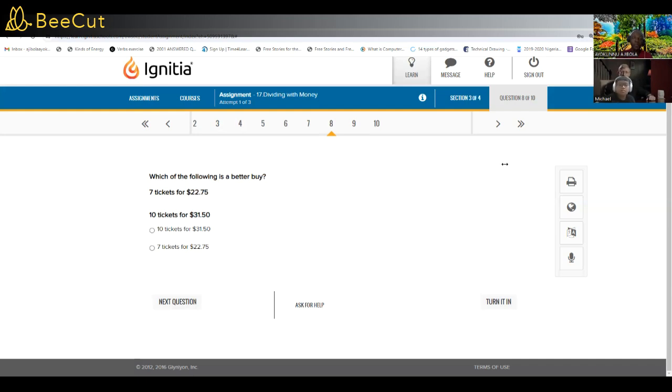Second option, you are supposed to divide 22.75 by 7, and that will give you 3.25, okay? Then you are supposed to divide 31.5 by 10, and that will give you 3.15. So 3.15 is cheaper, and that's the first option. Is that clear? Yes.